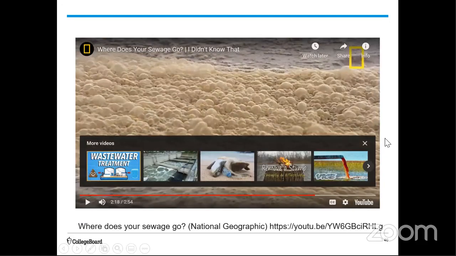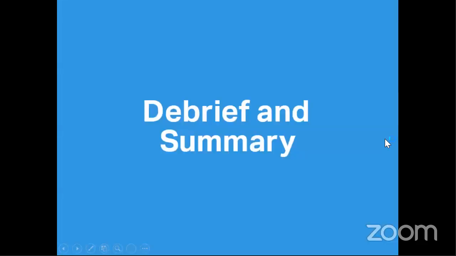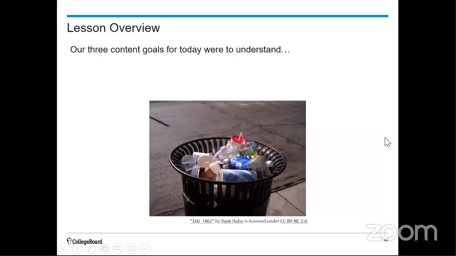And pumping air. So let's debrief now of what we just talked about. Our goals overall were to understand solid waste, where does our trash go? What are some methods that we could reduce the volume of solid waste going to that landfill?